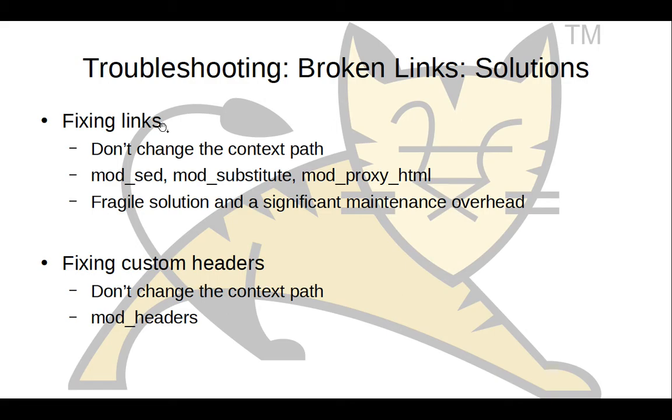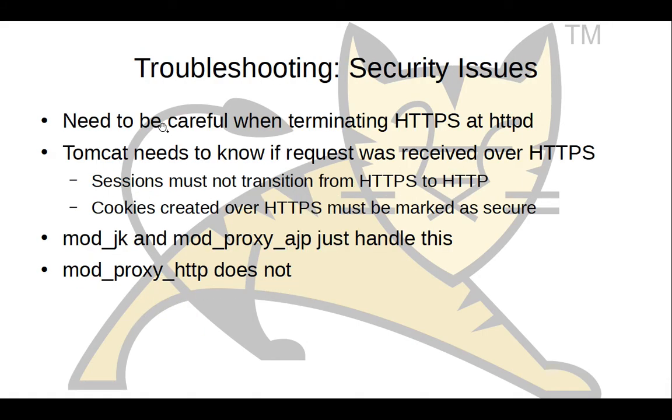The next thing I want to talk about is security issues. And when you particularly need to be careful is when you're terminating TLS at the reverse proxy, and I'm going to talk about doing it with HTTPD. And the reason for this is Tomcat needs to know whether or not the request was received over a secure channel. And the reason it needs to know this is that there are various rules for good security that Tomcat needs to follow if a request has been received over a secure channel, and mainly they're around sessions and cookies.